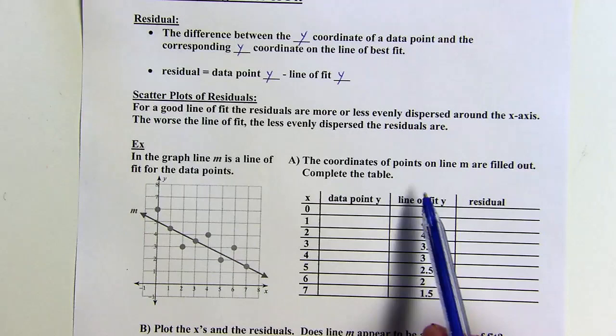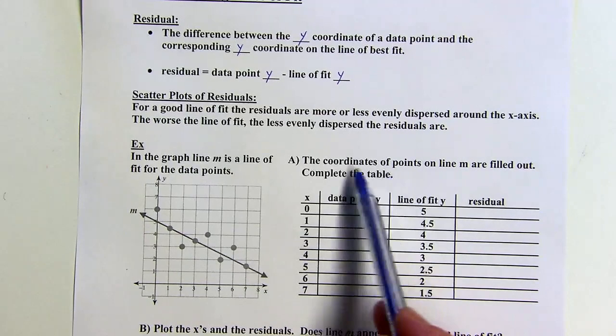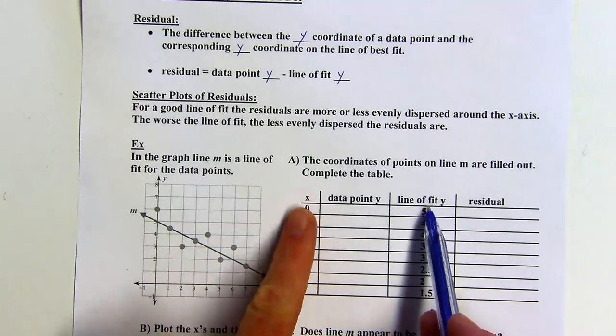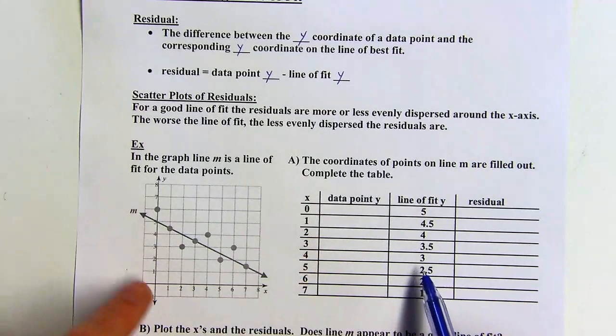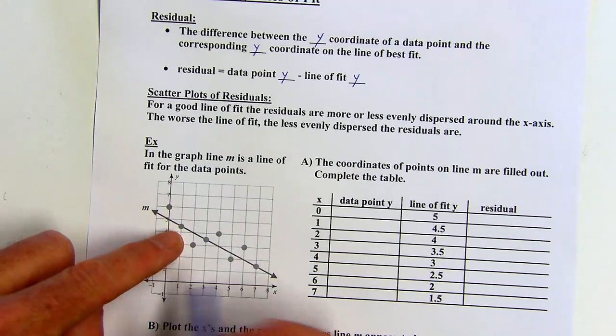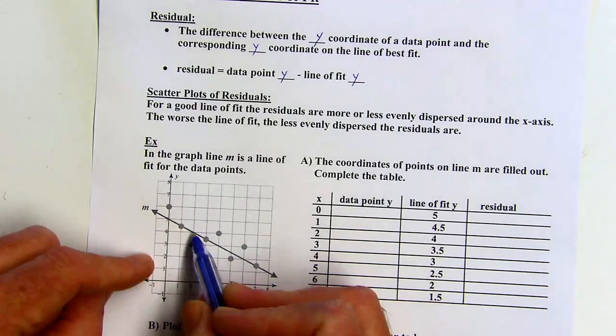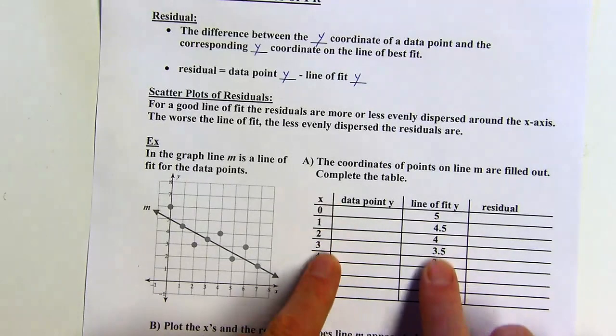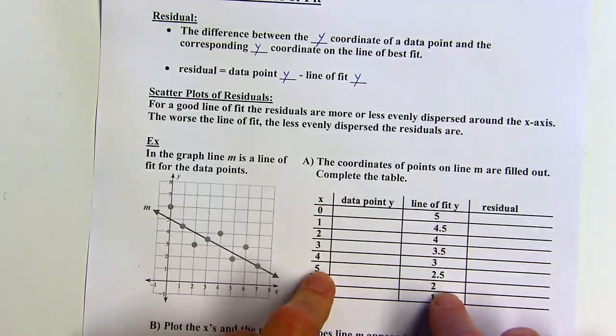So here's my line of fit. The x-coordinates of the points on the line are filled out, and actually the y's are too. If you look at the point 0, 5 is on the line, and then the point 1, 4.5, and the point 2, 4. These are all points that are on line M, okay?